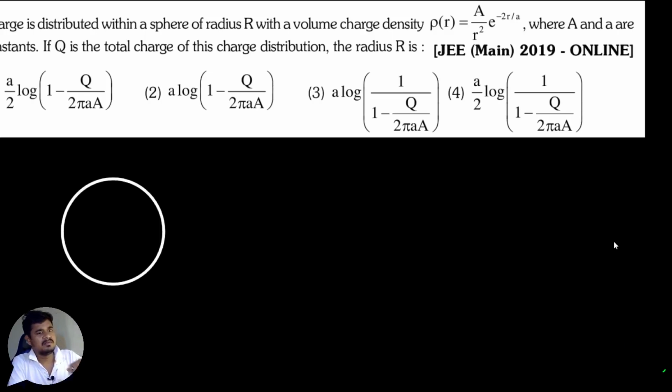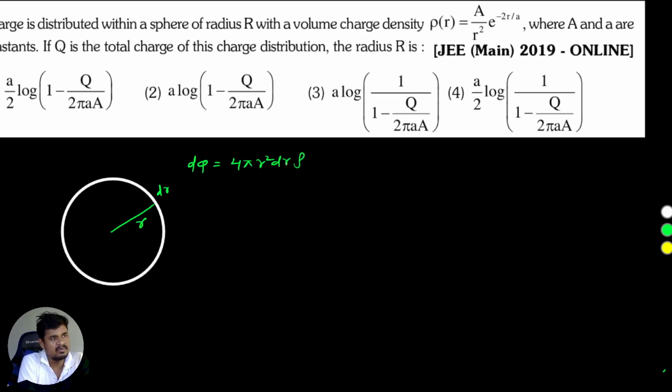So this is our sphere of radius r and thickness dr. Because rho is variable, the approach will be again the same here. We are going to consider charge on this strip and then we'll integrate it. So if I write dq here, dq will be written as 4 pi r square dr times rho.